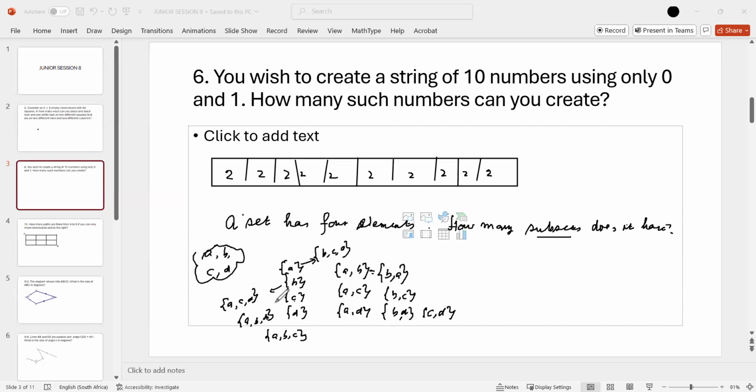So the number of 3 element subsets is exactly the same as the number of 1 element subsets. Because each time you have a 1 element subset, you have a 3 element subset. All you have to do is to say what's left over. And likewise, if you have a 3 element subset, you can find out what's left over to get a 1 element subset. So these are the 3 element subsets, and then the 4 element subset is only 1.